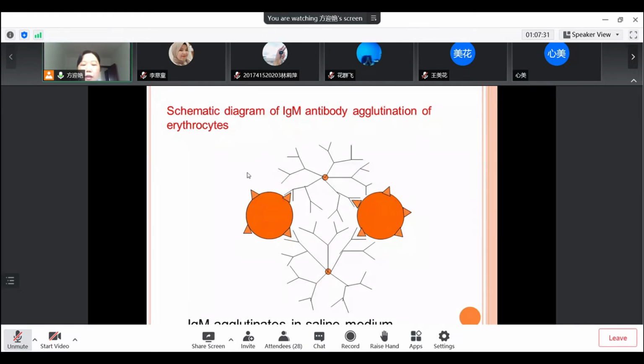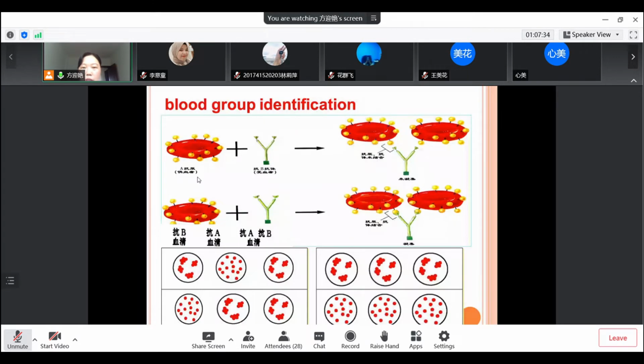We just talked about how only the same type of antigens and antibodies can bond together, and then lead to their aggregation. We can give the standard anti-A antibody and the anti-B antibody, and on the glass we can see the red blood cells, 1, 2, 3, 4.